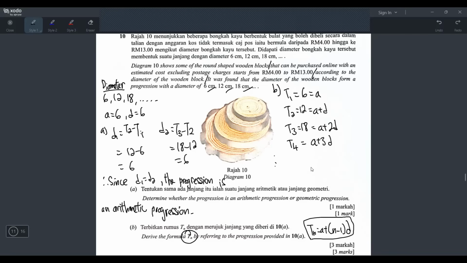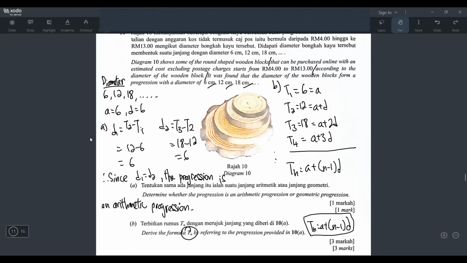So we can generalize. When it's T2, the multiplier is 1, T3 is 2, T4 is 3. So a plus (n minus 1)d. So this is the Tn formula. This is how I would prove it. And it's only 3 marks, right? So I don't think you have to do a lot. I think I'll just derive it like this.